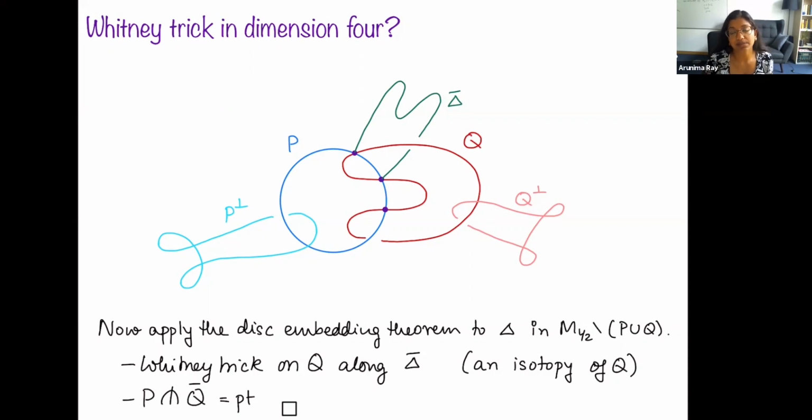And that brings us to the end of the proof of Freedman's H-cobordism theorem. The key ingredient here, as you saw, was the disk embedding theorem. In the next video, I'll give a brief outline of the proof of the disk embedding theorem. Okay, see you there.